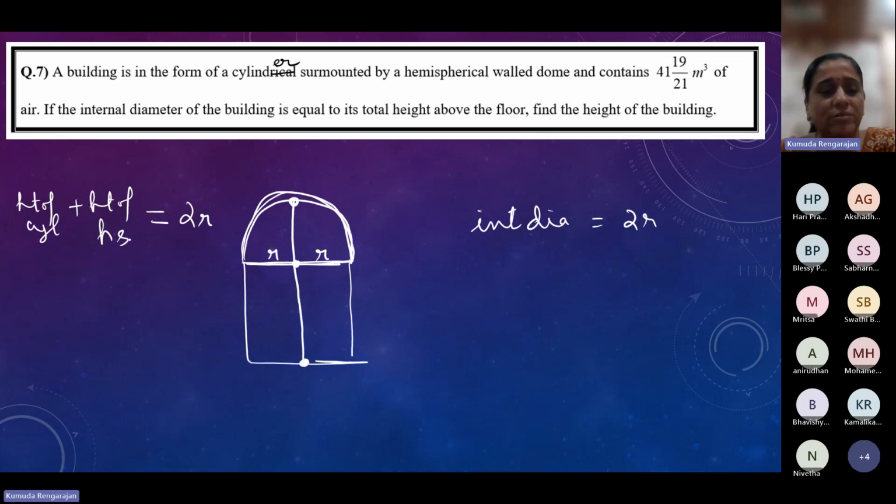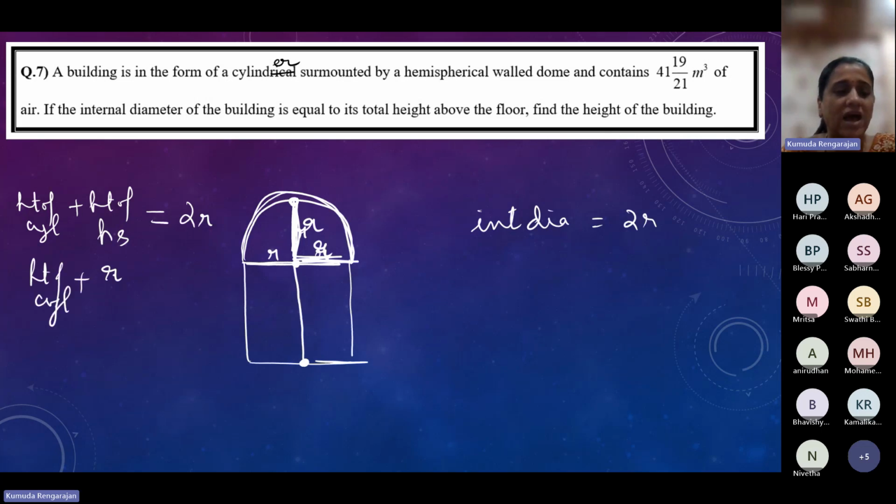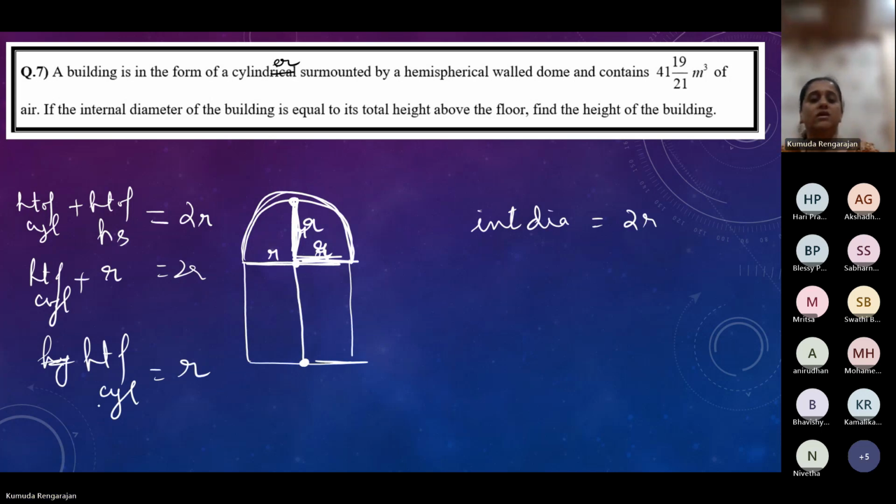But we know that the height of the hemisphere is r, because for a hemisphere, the radius is equal to the height. If the radius is r, the height is also r. So height of cylinder plus r is equal to 2r. So height of cylinder is equal to 2r minus r, which is r.